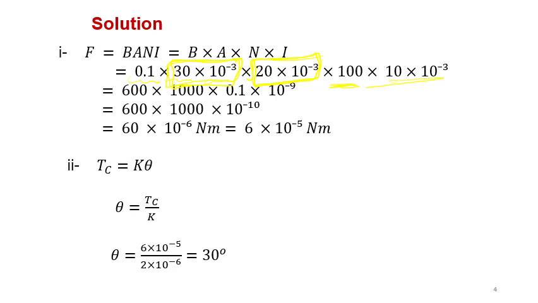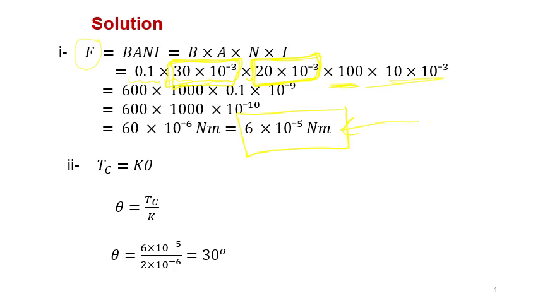When we calculate all of them, we are going to find that the torque generated, when I say torque or the force, is the same thing. It's equal to 6 into 10 to the power minus 5. So this is now the deflection torque. As I mentioned earlier, the pointer will stop when deflection torque equals the control torque.